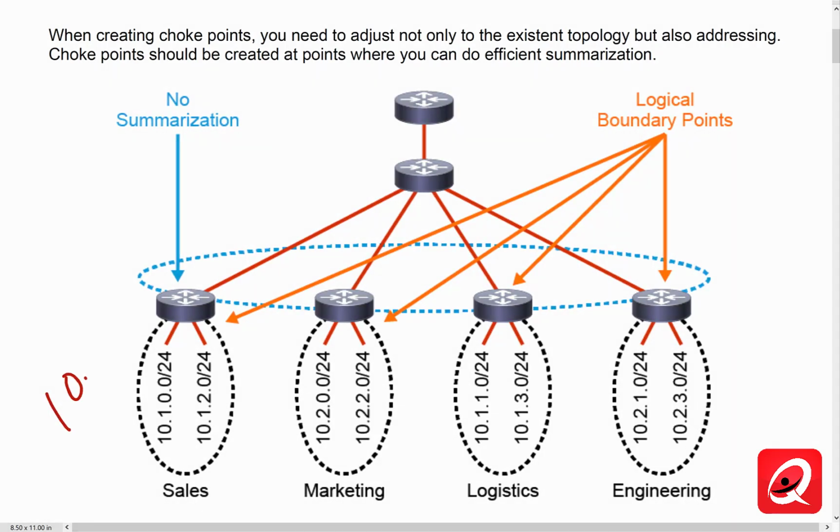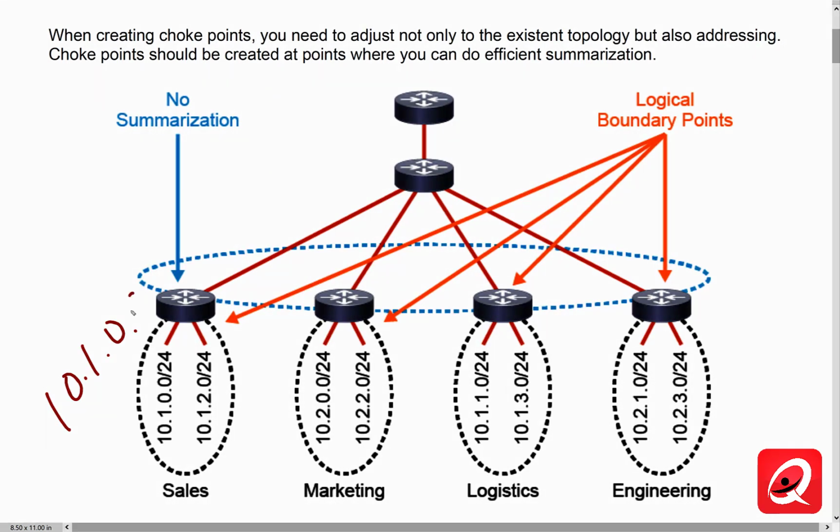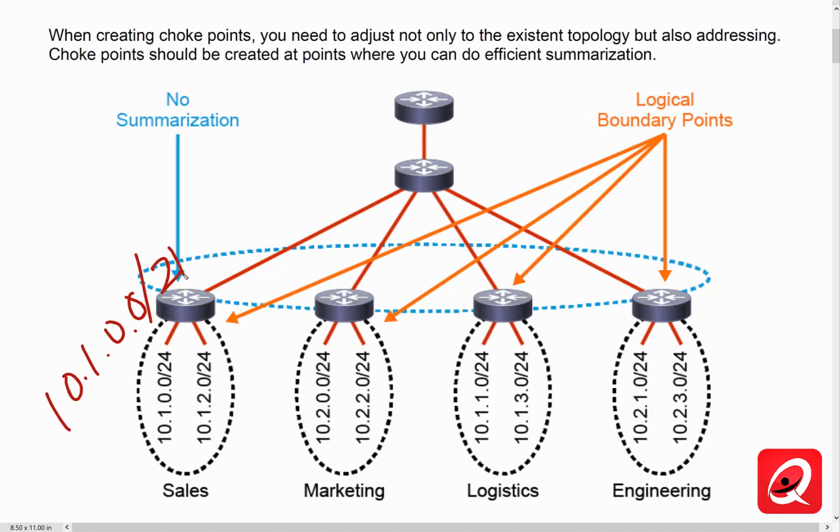Because if I did a summarization of a block of 8 here, my summary would be 10.1.0.0, and then a block of 8 would be 248, which would be 5 bits, which would be a /21, if I'm doing my math correctly. Yeah, /21. But here, I would basically have to do the same thing, because this would include 0 through 7 in the third octet. 1 and 3 are included in that range.